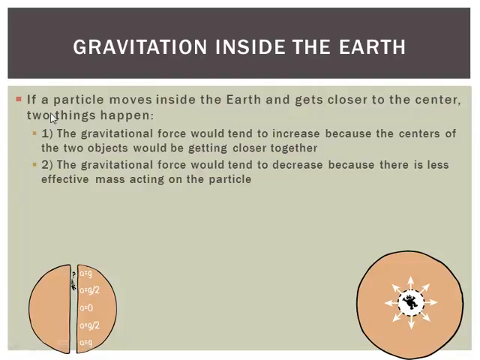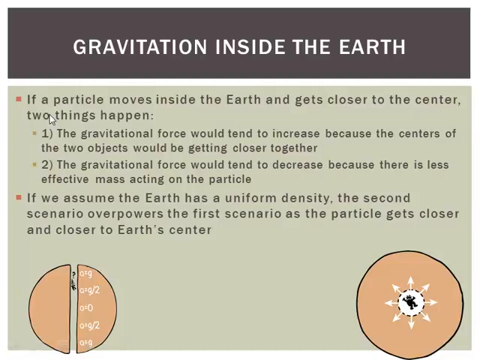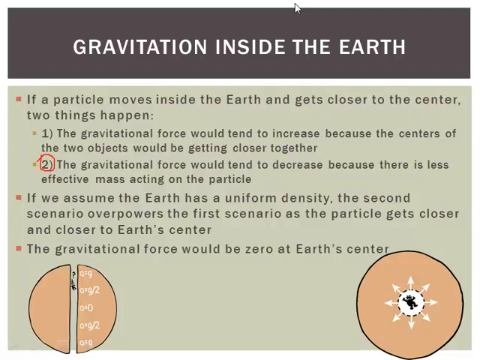If we assume a uniform Earth, then this number two scenario outweighs, pun intended, the first scenario. What eventually happens is the gravitational force would be zero at Earth's center because there's the same amount of mass causing a force in all directions, so the forces cancel out and add up to zero.